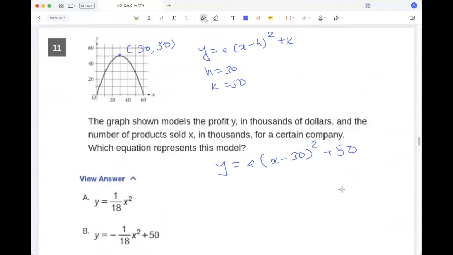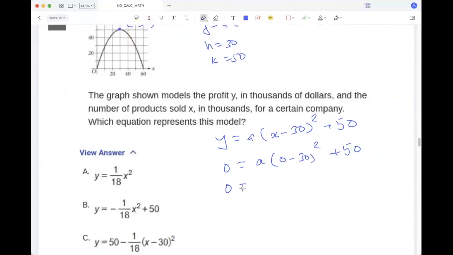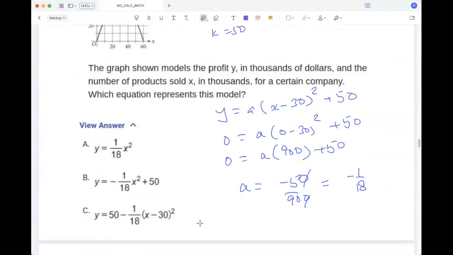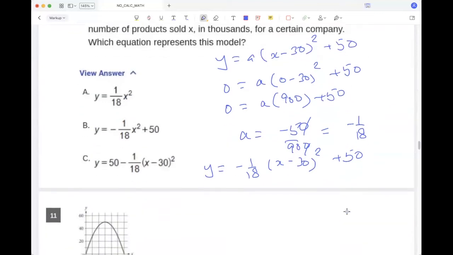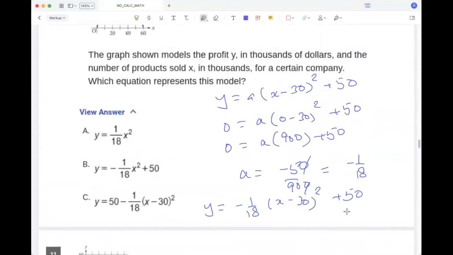Now to find a, I can use the fact that the graph passes through the origin. So I can put 0 is a times (0 minus 30) whole squared plus 50. So 0 is a times 900 plus 50. So a is minus 50 by 900. So that becomes minus 1 by 18. So then my final equation becomes y is minus 1 by 18 times (x minus 30) whole squared plus 50. Okay, so I don't see option D in this case, but I think C is the right answer.